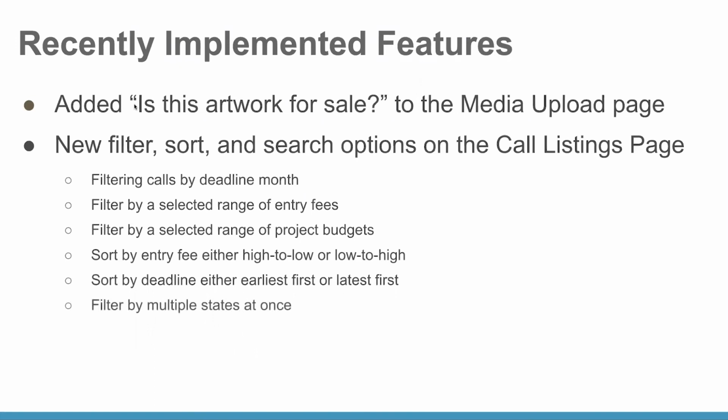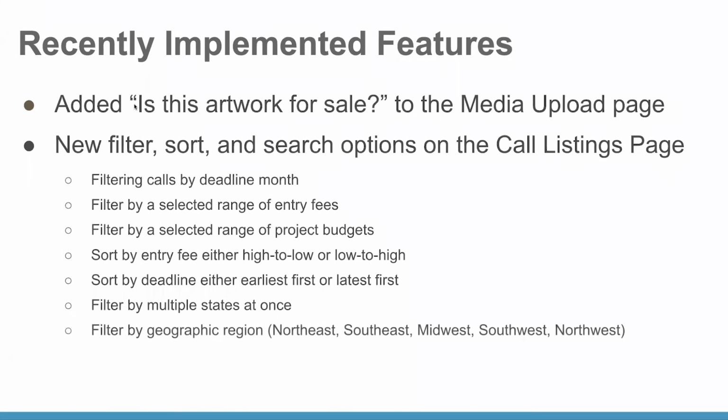They can now filter by multiple states at once. So before they were only able to choose one state at a time and see all the calls within that state. Now they can check off as many states as they want to see opportunities within their area. And along with that, they can now filter by geographic region. So we have the Southeast, Northeast, Midwest, Southwest, and Northwest. They can just choose which region they want to look at calls for, and they'll pull up those opportunities.